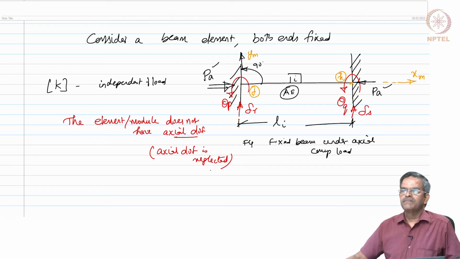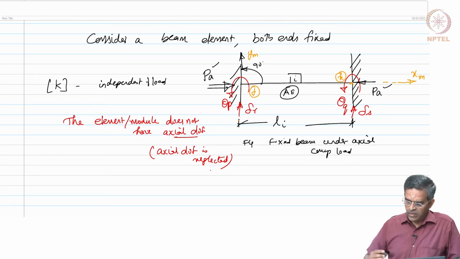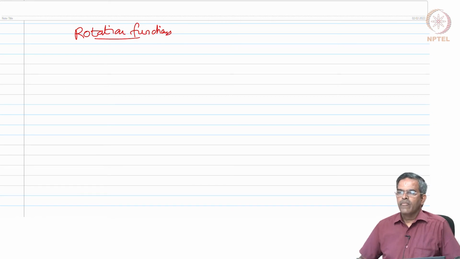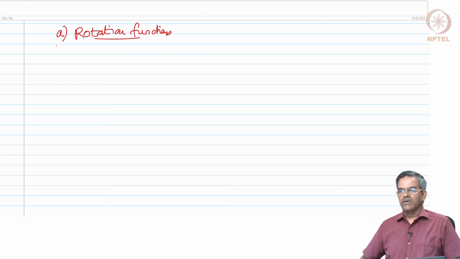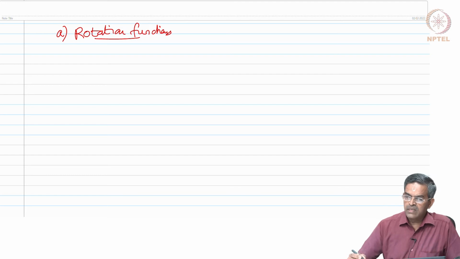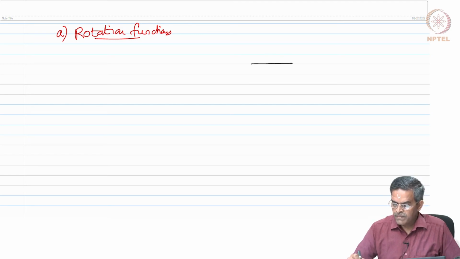Having said this, let us now derive what is called rotation functions. As earlier we derived what is called rotational coefficients, now I am talking about stability function. Therefore, I have rotation functions. Okay. So, now to get this rotation function, I must apply a unit rotation. Let us see that. I am taking the beam, fixed both the ends.